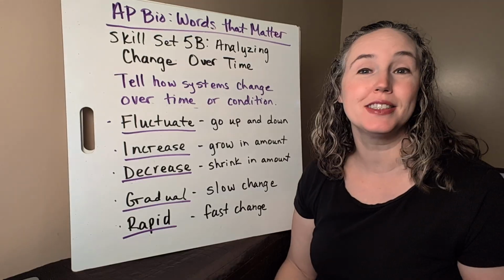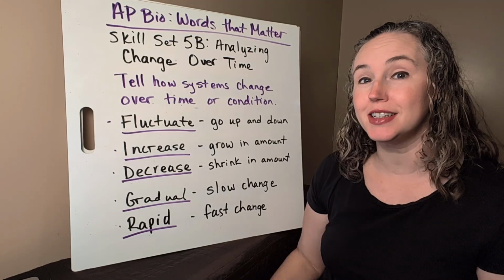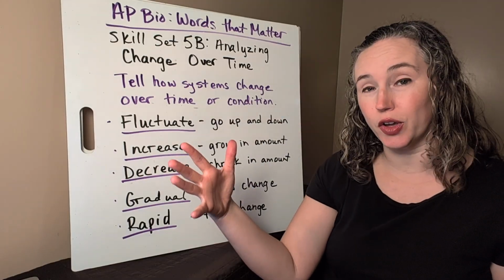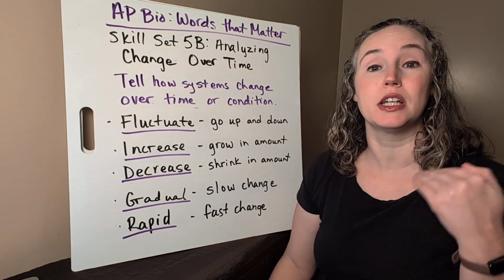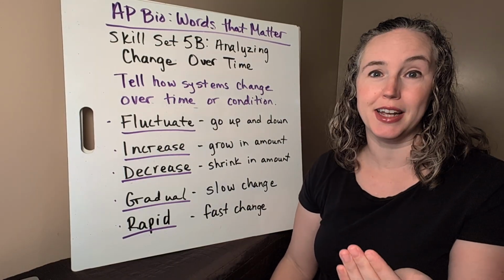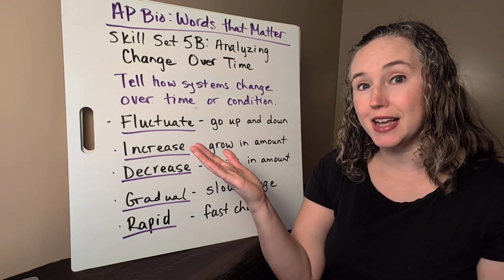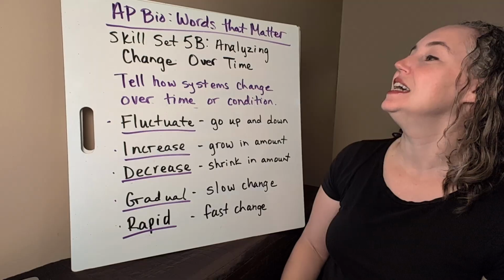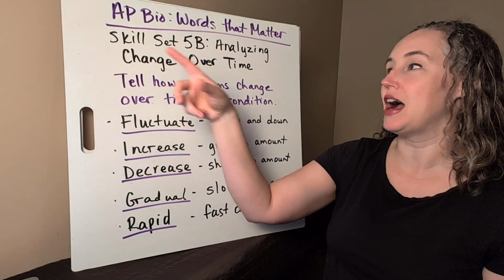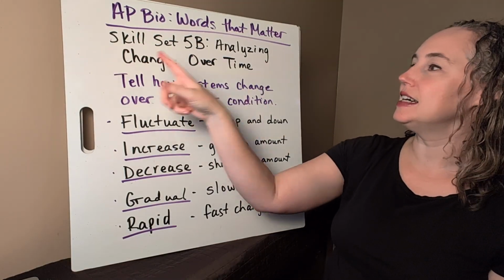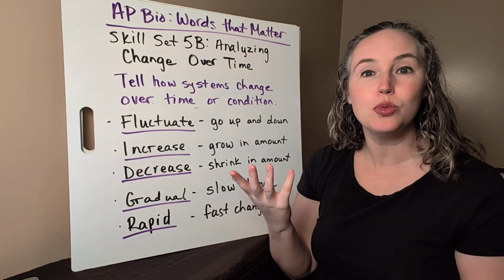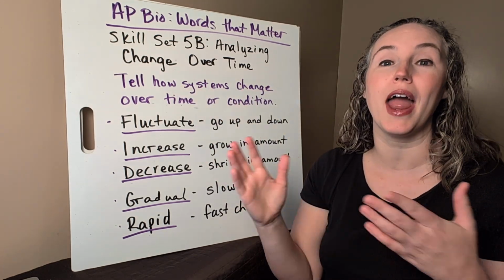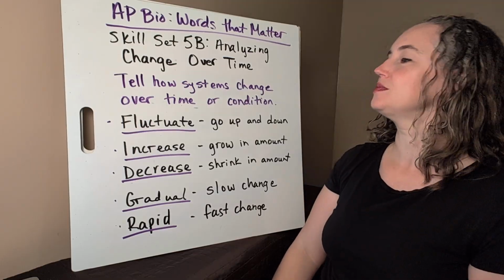In this series, we work together to decode words that you're going to see on the AP Biology exam that aren't necessarily the scientific vocabulary, but they're important words that you need to be able to read and understand so that you can know what the question is asking and how best to respond or which answer to choose. This is the second set of 5 in skill set 5, analyzing change over time. These words are going to tell us how systems change over time or as conditions change.